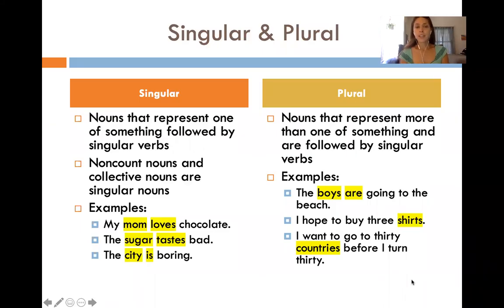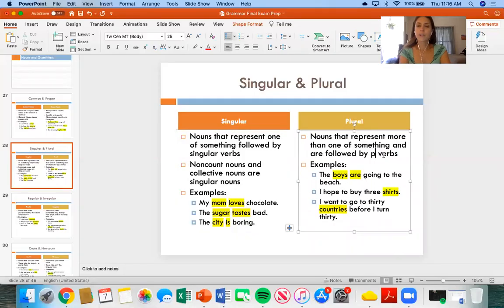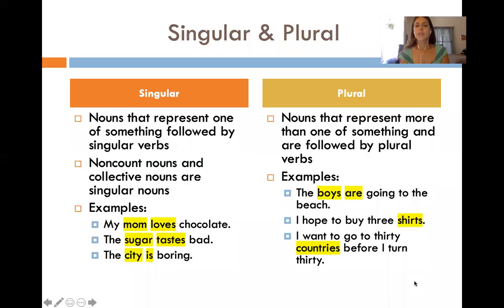So mom is singular, so we use loves with an S. Sugar is a non-count noun, so it's singular, so we use tastes with an S. City is singular, so we use is. Plural nouns are nouns that represent more than one of something and are followed by plural verbs. So examples are: the boys are going to the beach.